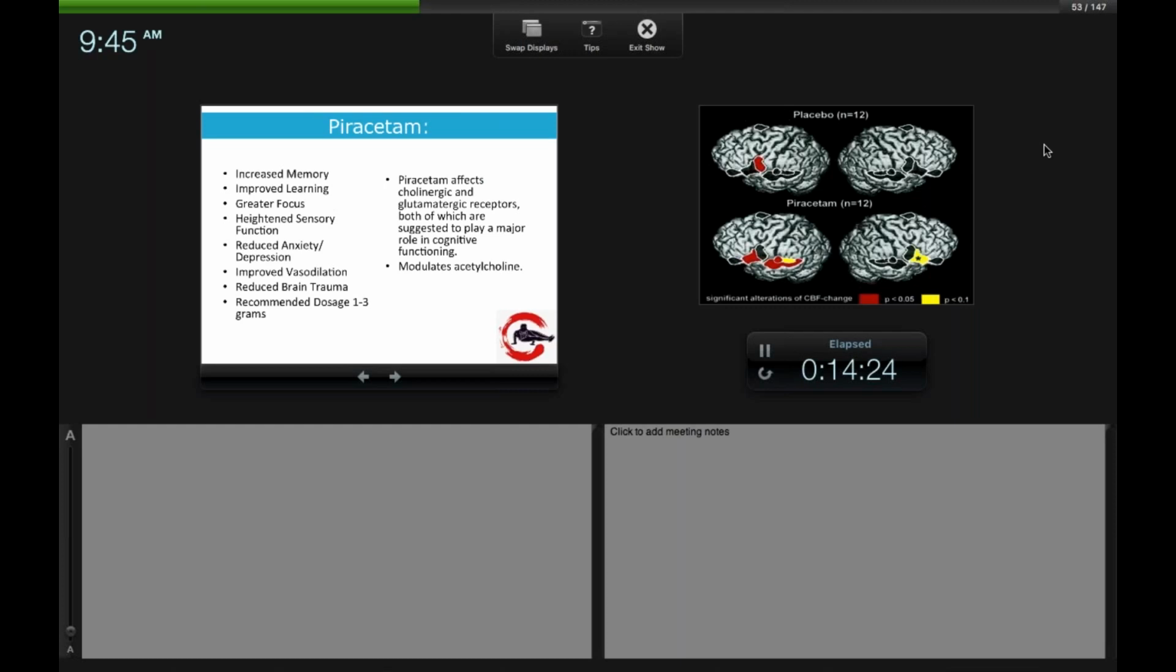Okay, let's talk about my favorite. So piracetam, this is the very first nootropic I tried. Cade, I actually gave some to Cade about 3 months after I tried it. Really lit that guy up. You remember that, Cade? Yeah, my brain felt like I was humming.